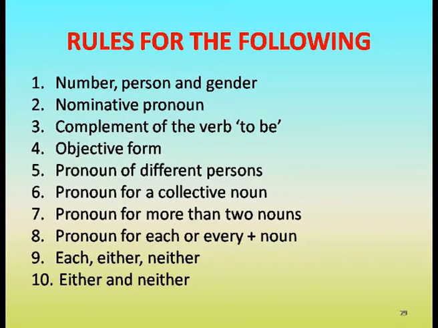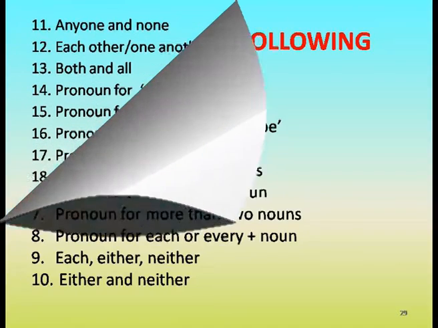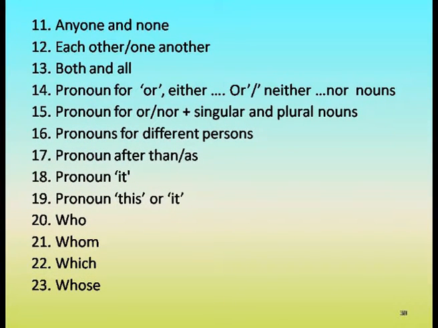Rules for the following: 1. number, person, gender; 2. nominative pronoun; 3. complement of the verb to be; 4. objective form; 5. pronoun of different persons; 6. pronoun for a collective noun; 7. pronoun for more than two nouns; 8. pronoun for each or every noun; 9. each, either, neither; 10. either and neither; 11. anyone and none; 12. each other, one another; 13. both and all; 14. pronoun for or, either, or, neither, nor nouns; 15. pronoun for or, nor, plus singular and plural nouns; 16. pronouns for different persons; 17. pronoun after than, as.